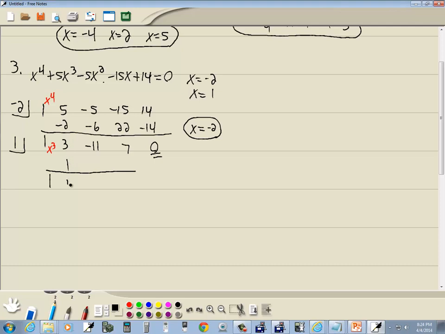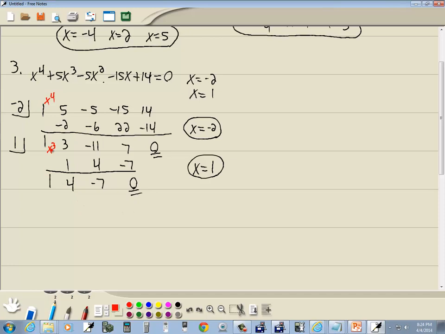Add, 3 plus 1 is 4. Multiply, 1 times 4 is 4. Add, negative 11 plus 4 is negative 7. Multiply, 1 times negative 7 is negative 7. Add, we get a 0. So that told us we found an answer. So x equals 1 is our second answer. Again, no surprise. Calculator tells you it's an answer. You have to get a 0 there.